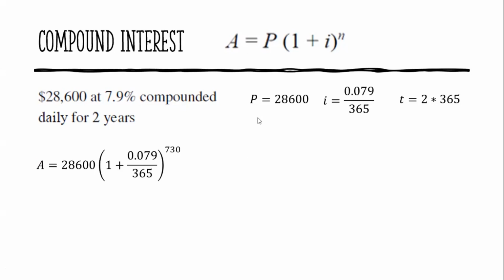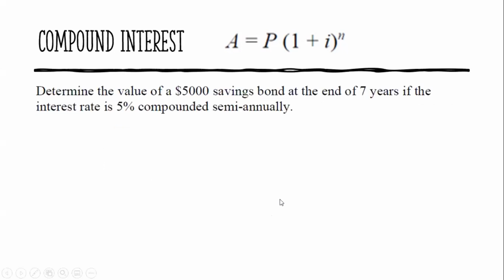Oh, I forgot to do something. That's all right. Take your time. I got 33,494 and 78 cents. That's what you got? Yeah. Perfect. Perfect. Okay, 2 more questions.